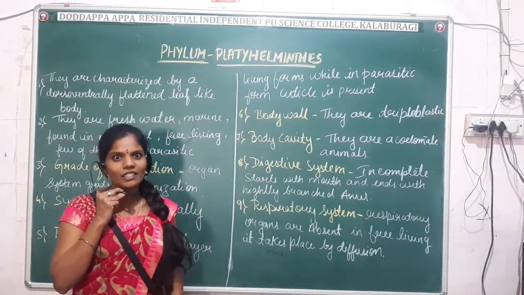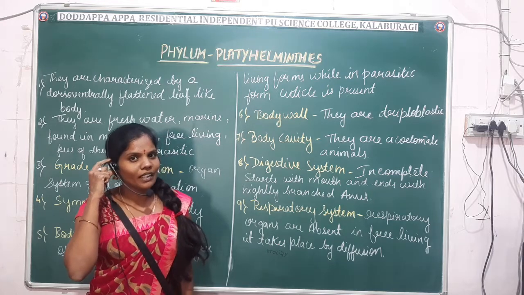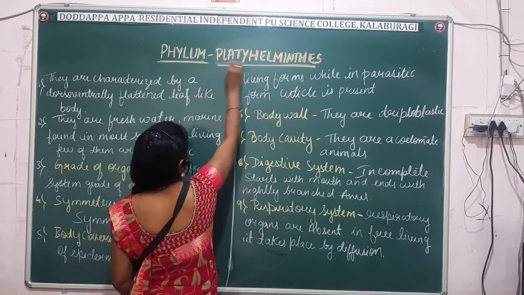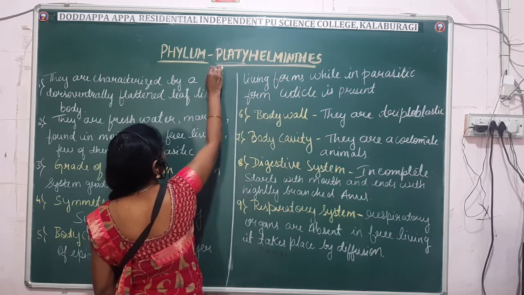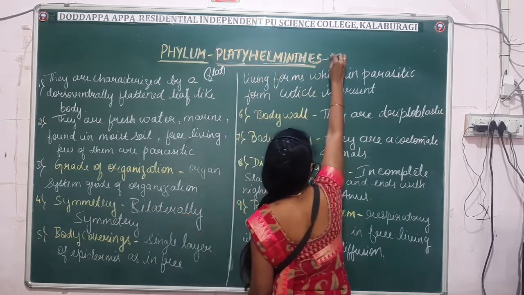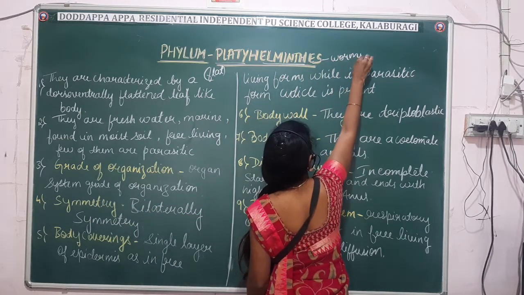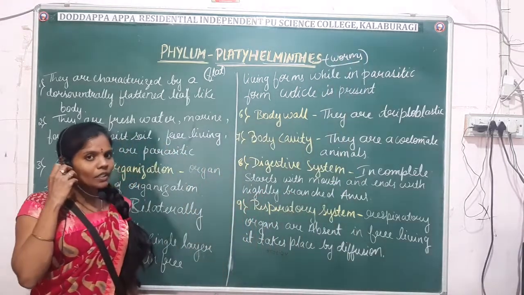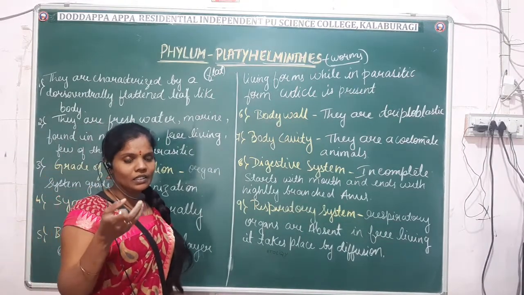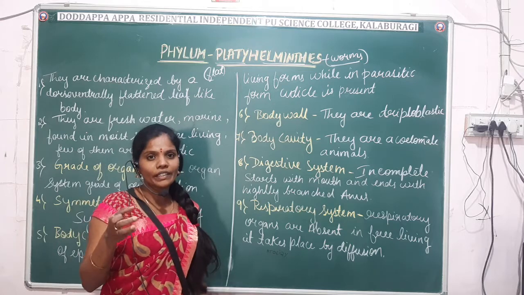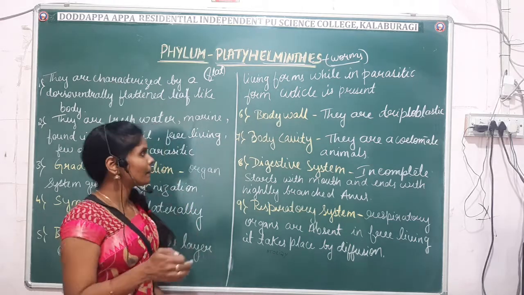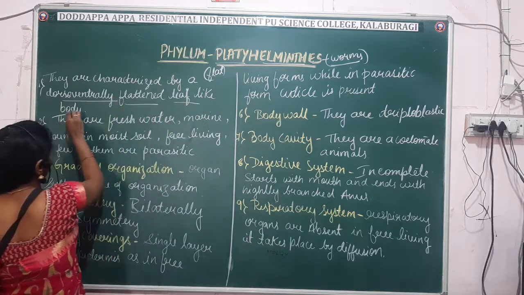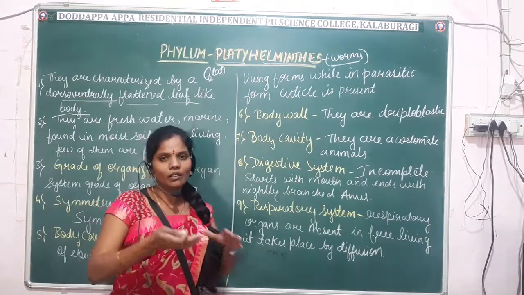Next we'll move on to another phylum, phylum Platyhelminthes. Platy means flat, helminthes means worms. So they are commonly known as flatworms, and generally they are characterized by dorso-ventrally flattened, leaf-like bodies. Both dorsally as well as ventrally they will be flat.